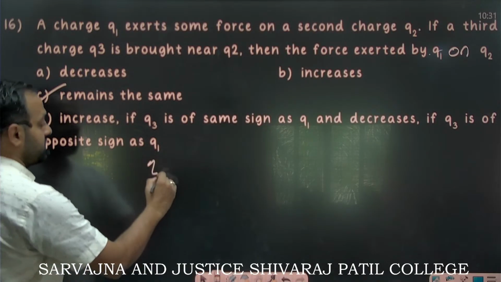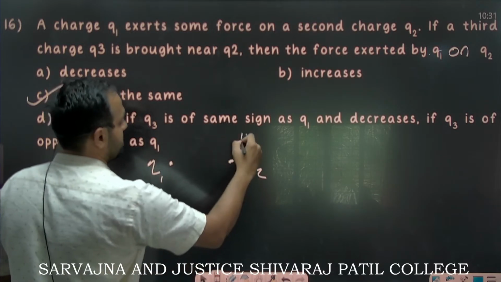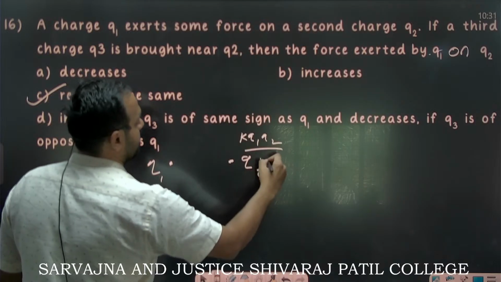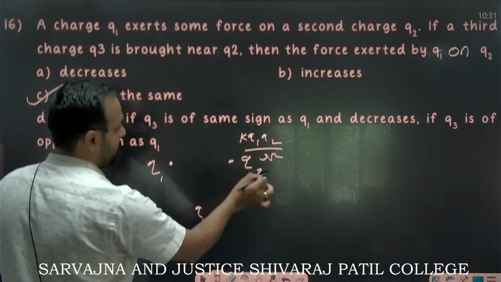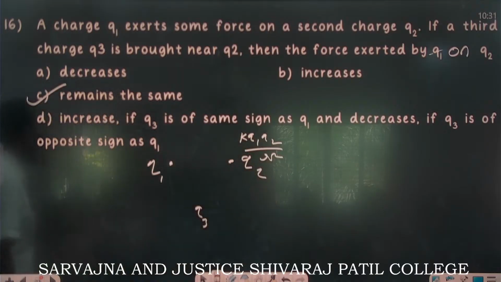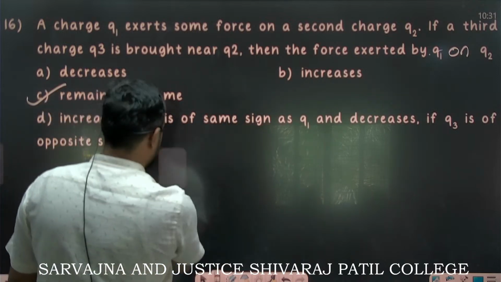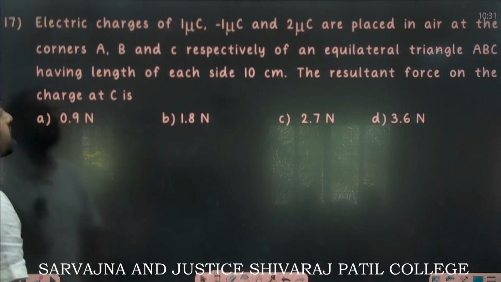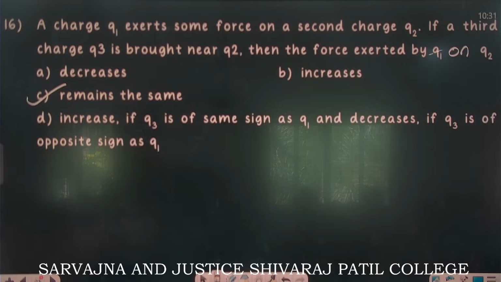We have Q1 here, okay, and then Q2. Let's say the force between them is K Q1 Q2 divided by r square. Now if you bring Q3, the force between these two will still remain K Q1 Q2 by r square. Okay, you already know this.